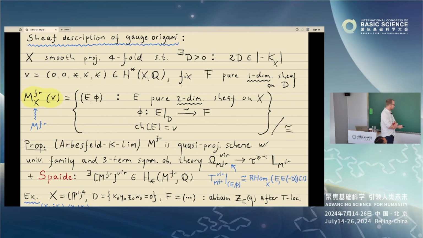Then what we show with Arbesfeld-Lim is that this is a quasi-projective scheme with a universal family and a 3-term symmetric obstruction theory. And pointwise, over point E, phi, the virtual tangent bundle is R hom E shifted by minus D, twisted by minus D, shifted by 1. And since twice D is anti-canonical, this complex is self-dual. And then if you combine with the PhD thesis of Theodore Spade, you'll find that whenever you have an orientation on the moduli space, you'll get a virtual class by the work of O and Thomas.